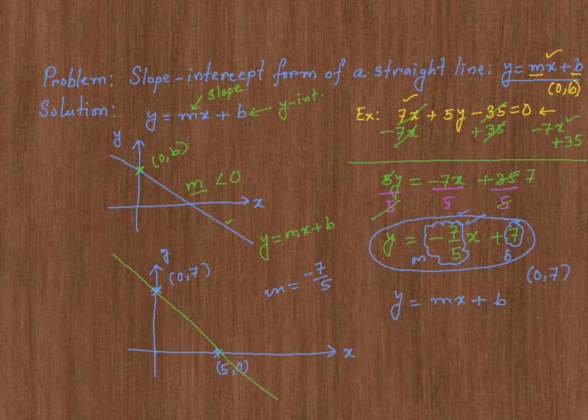So this is the general discussion about the slope-intercept form of a straight line, y is equal to mx plus b. From a given equation, how you find out the slope and the y-intercept, and then how you sketch the line from these two pieces of information. I have outlined all of this here.